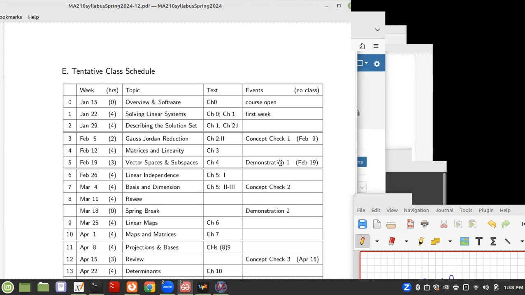And this is really vector spaces, linear independence, basis, and dimension review. These are all together as part 2 before the spring break.